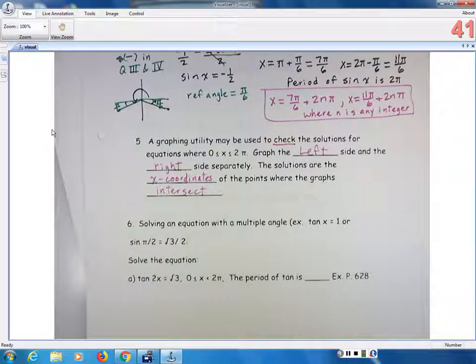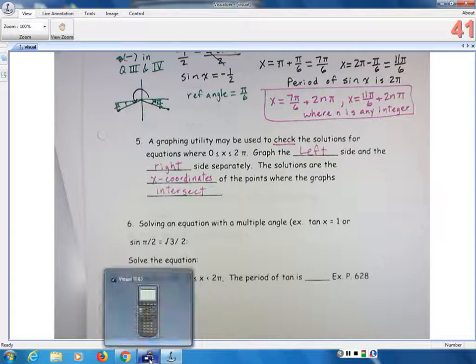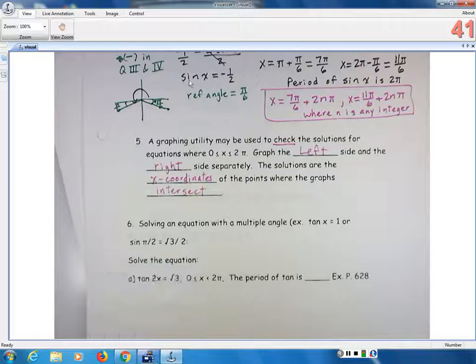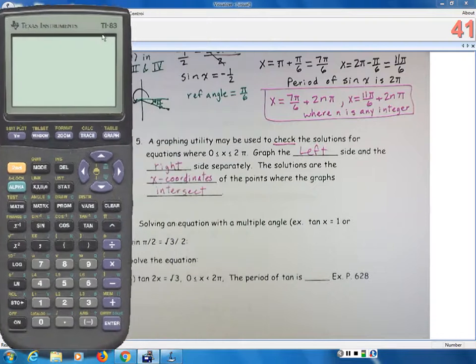So, have you guys all done that on the calculator before? It's been a while. All right, well, let's do this one. It's to check. So you still have to find your solution.